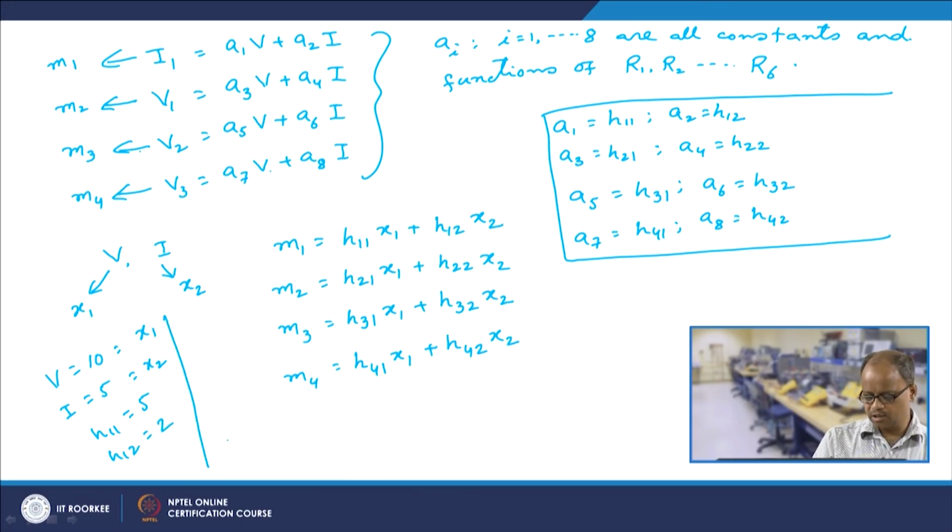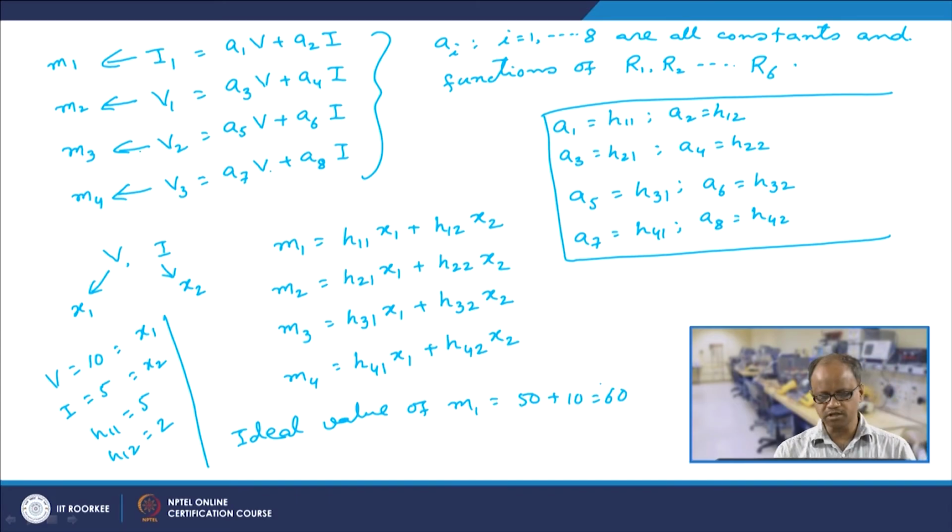So, the ideal value of M1 is H11 into x1, that is 50, plus 2 into 5, that is 10, that is 60. So, the ideal value of M1 is 60, but this is an ammeter, so it has its inherent error. Now we also need to remind ourselves of one very basic fact.